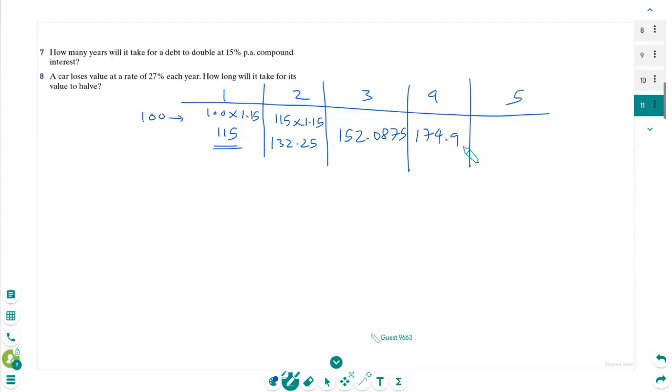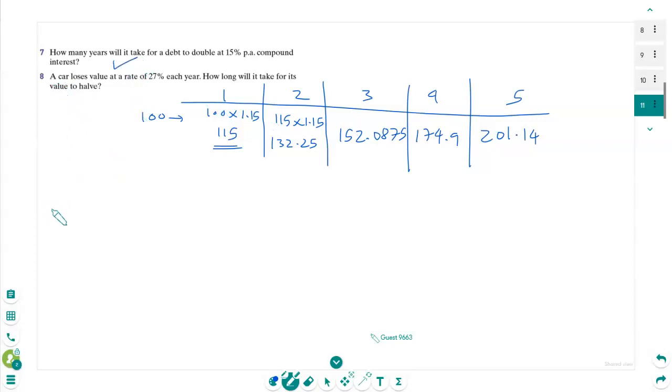Then after 5 years, 201.114. Yes. So what's your answer? 5 years. Yes, 5 years. So that's how you do number 7.